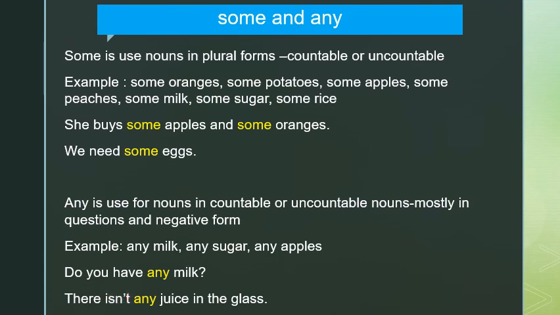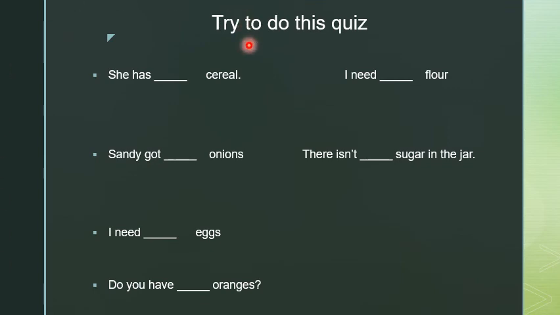Okay, now let's look at the quiz. Try to do this quiz. She has cereal. Sandy got onions. I need eggs. Do you have oranges? I need flour. There isn't sugar in the jar. Okay, now let's look at the answer. Do you have any answer in your mind now?